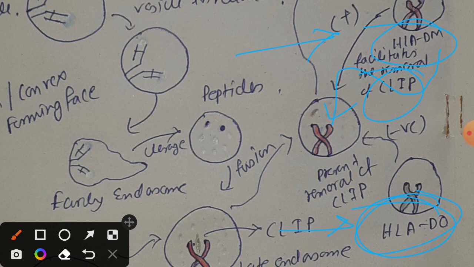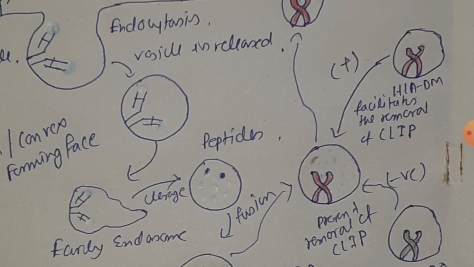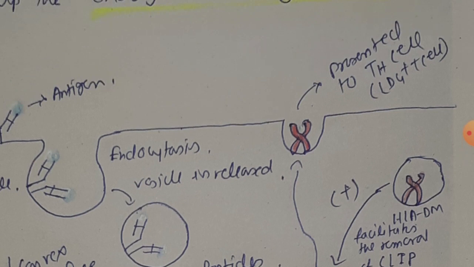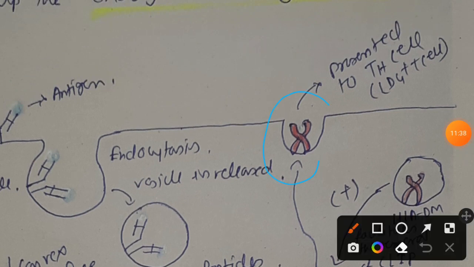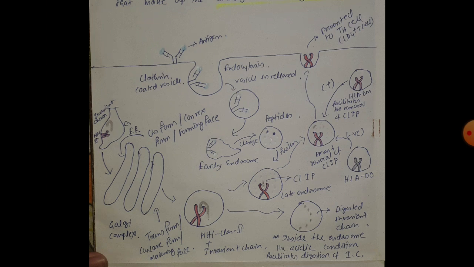So here HLA-DO is acting as a negative regulator. Remember that if HLA-DM is going to work, then the antigen will be on the peptide binding groove, otherwise not. After that this vesicle will be released and now the MHC class 2 molecule is ready for presentation to the helper T cell. I hope this is very clear for you, right?